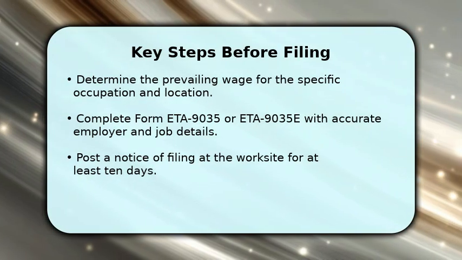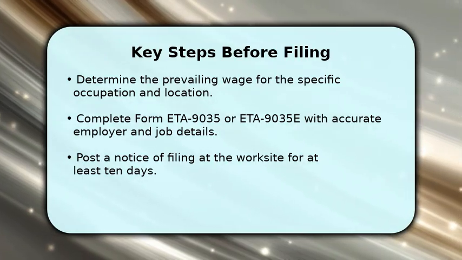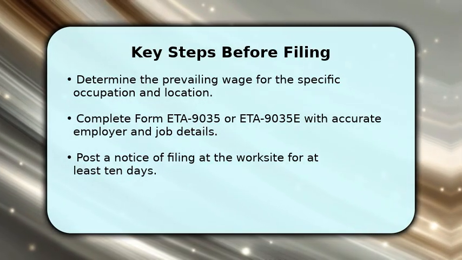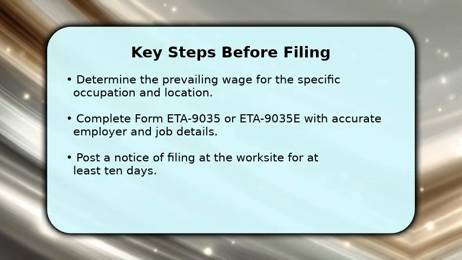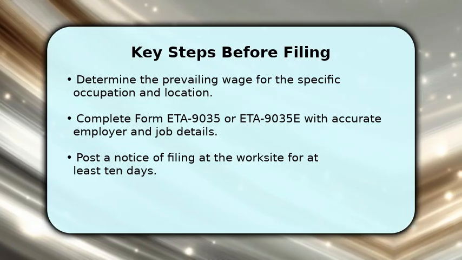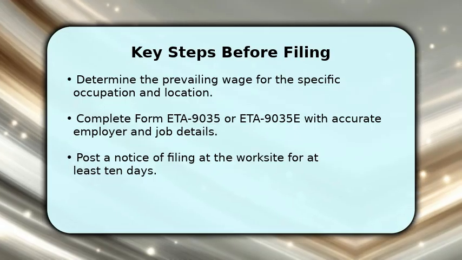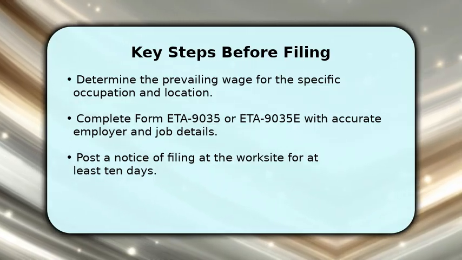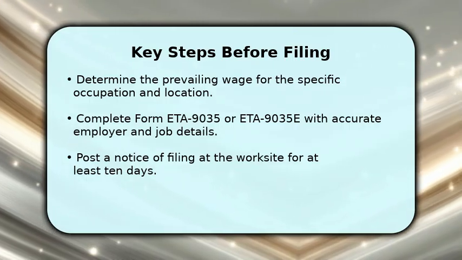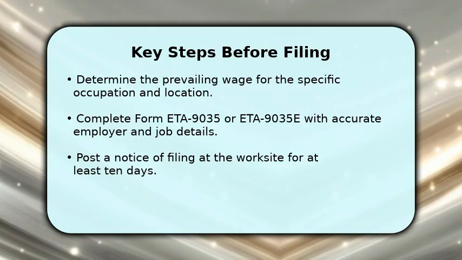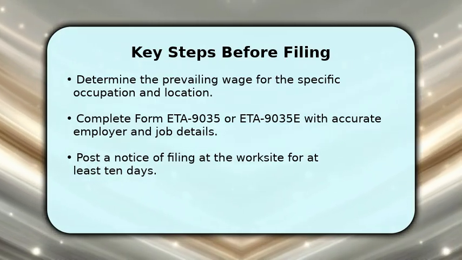Before you even log into the FLAG system, several crucial preparatory steps are needed. First, you must accurately determine the prevailing wage for the position in the intended geographic area. Next, meticulously complete Form ETA 9035, or its electronic version, ETA 9035E, providing all required employer and job-specific information. Remember to post a notice of filing at the worksite for a minimum of 10 days before submission.